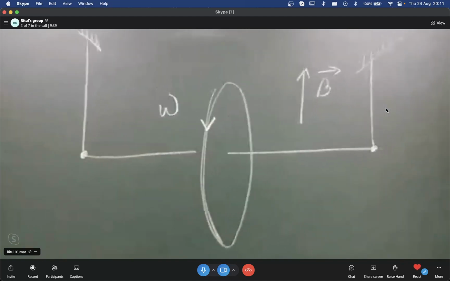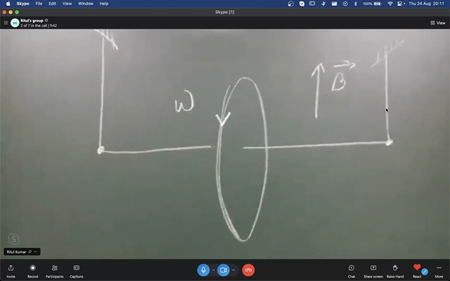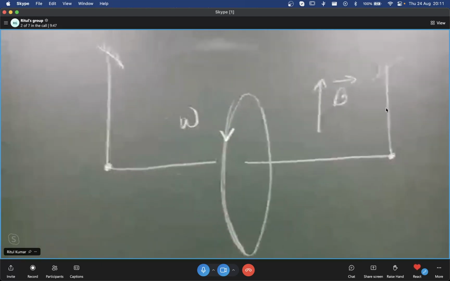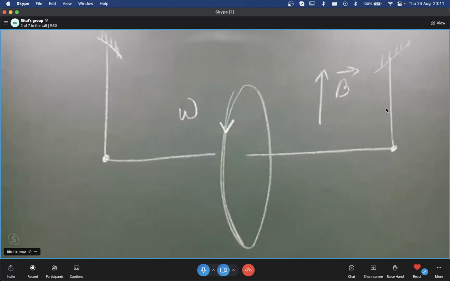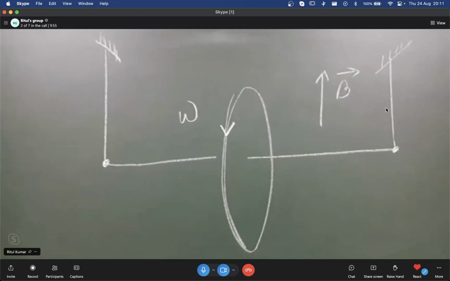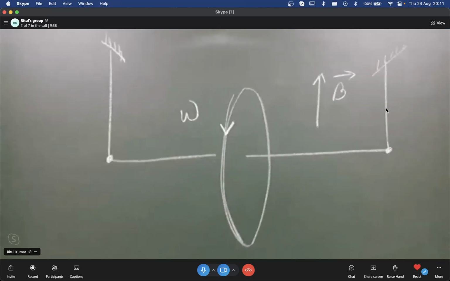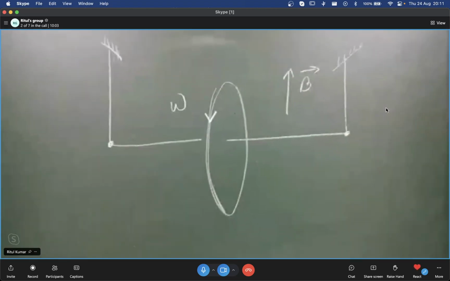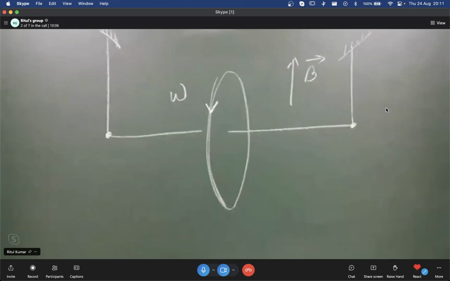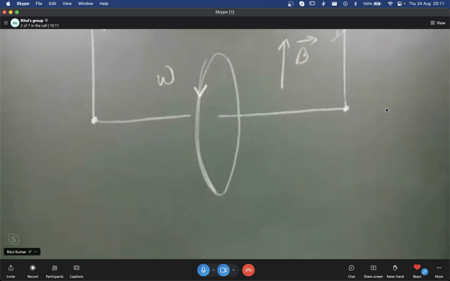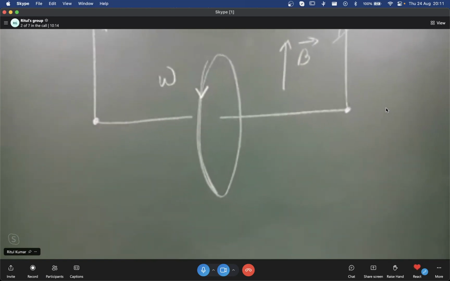Correct? Yes, sir. So there you could take mu to be I times A. I will be Q omega by 2 pi, correct? Yes, Q by T, and T is 2 pi by omega. So that times the area, pi r squared, and that times the magnetic field. Since they're at 90 degrees anyway, you can skip the sine. If you cancel out the pi's, you get Q omega r squared B by 2.